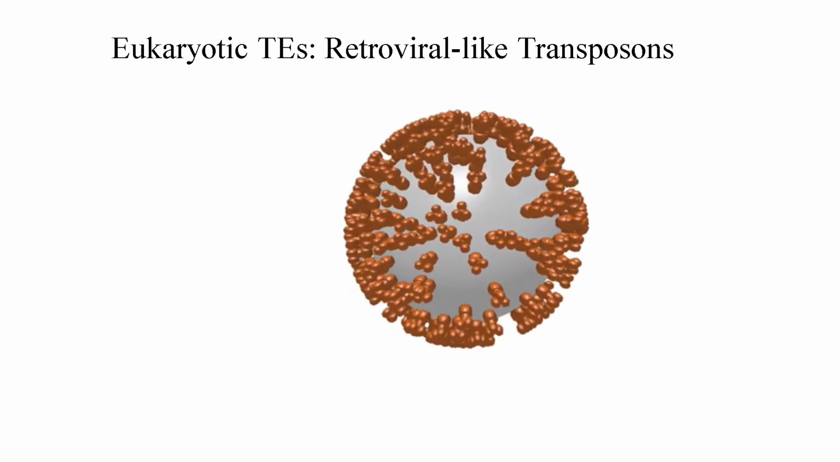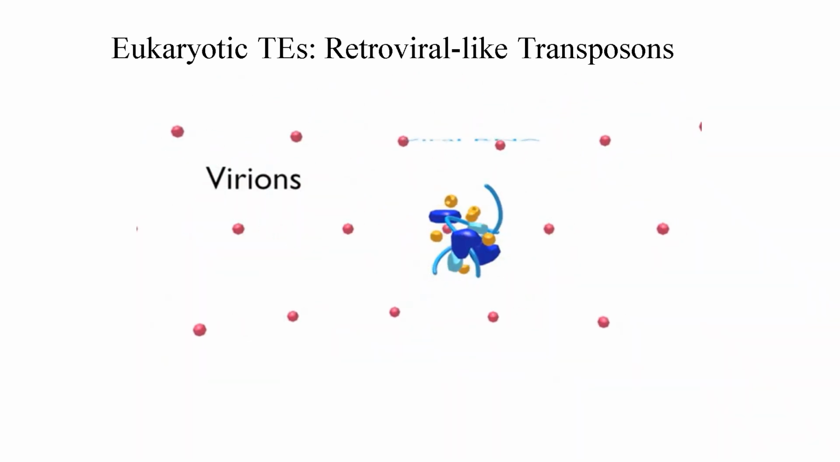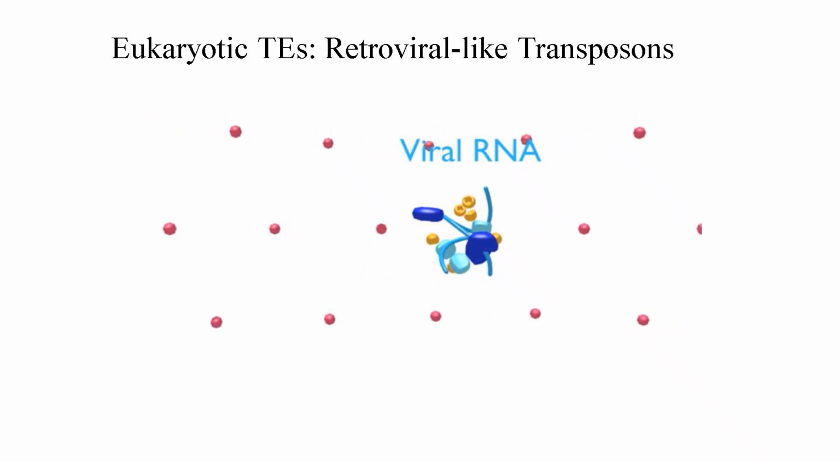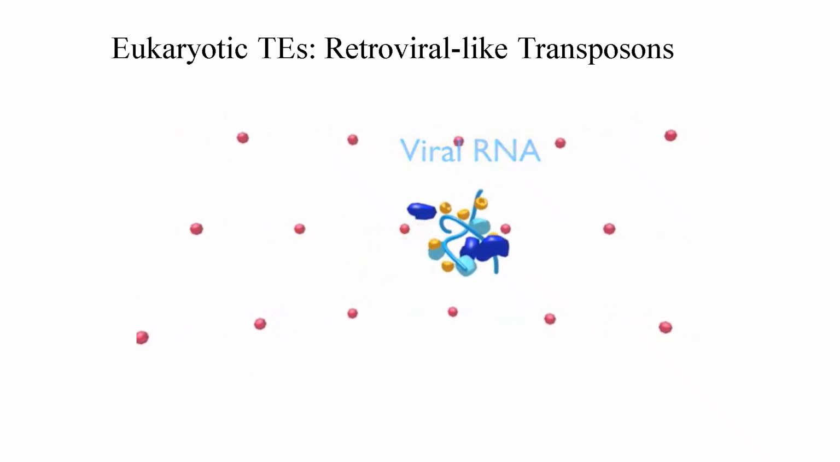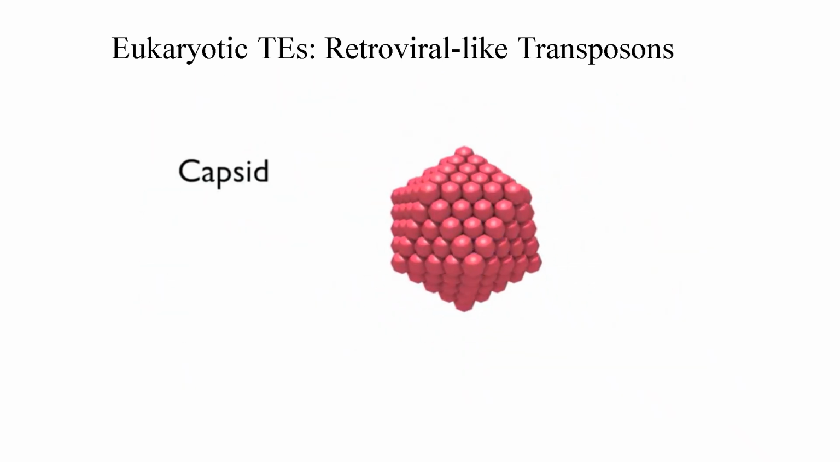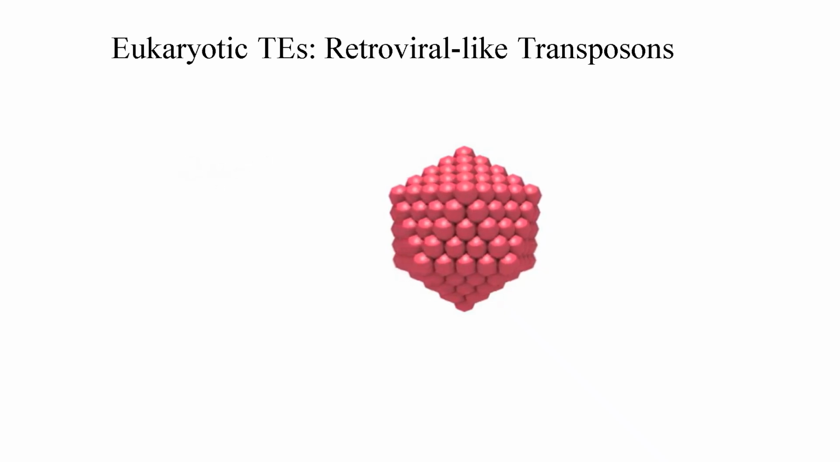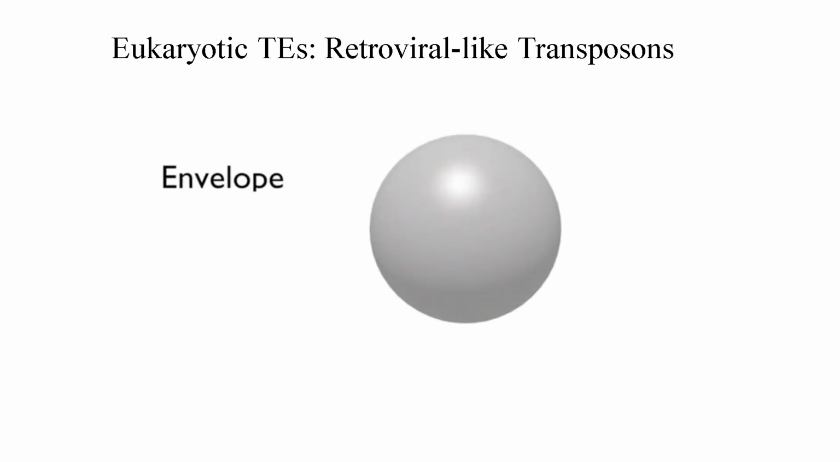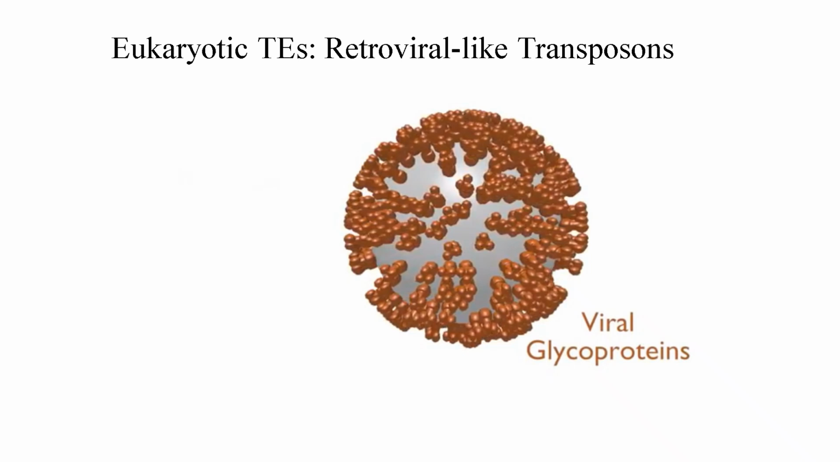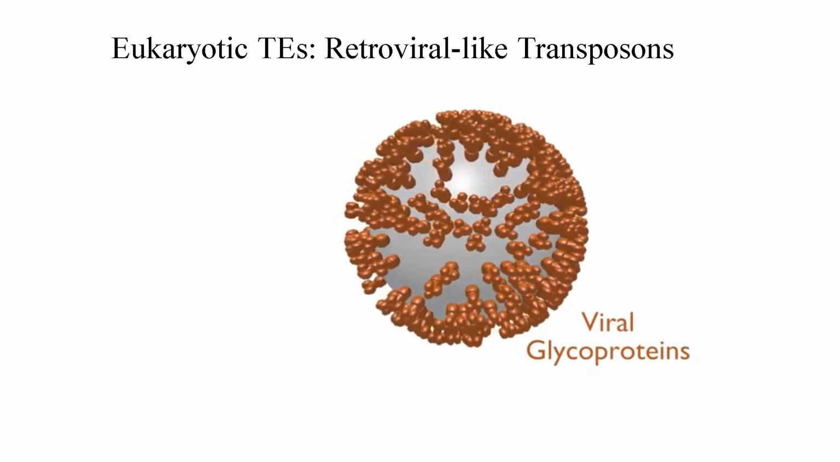Retroviruses are viruses that infect eukaryotic cells. Retroviral virus particles are also called virions. They contain 2 RNA copies of their genome as well as viral proteins, all inside a protein shell called the capsid. The retroviral capsid is surrounded by an envelope derived from host membranes that also contains viral glycoproteins.